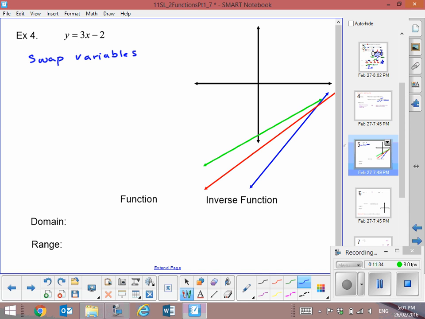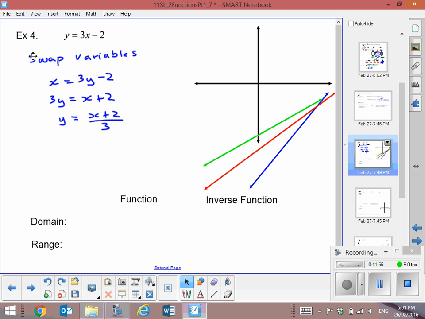So now we write x equals 3y minus 2. Now let's make y the subject. So 3y equals x plus 2. Now divide by 3, x plus 2 all over 3. So that's doing it algebraically.